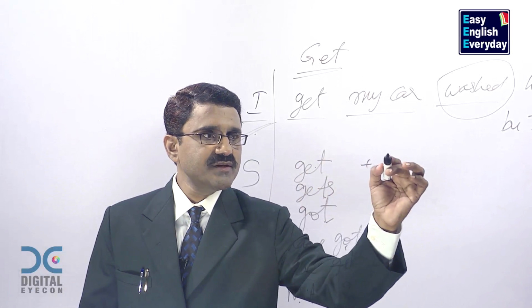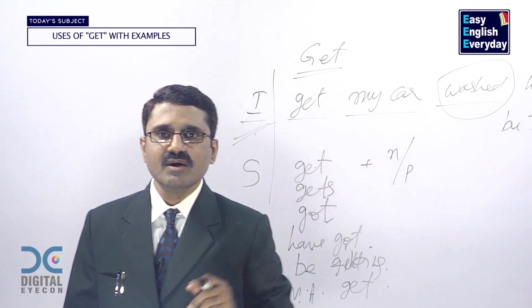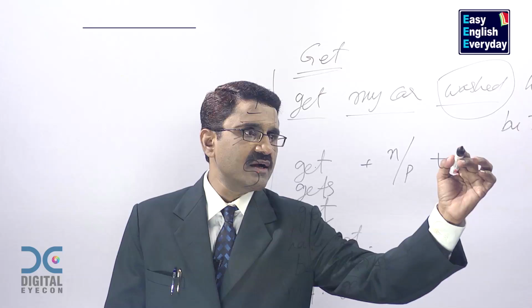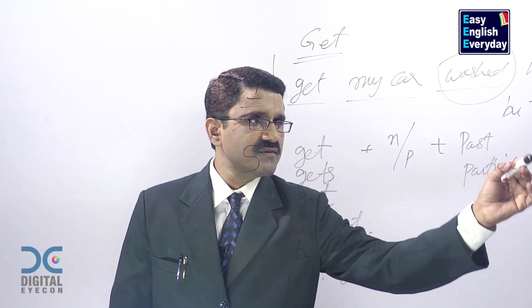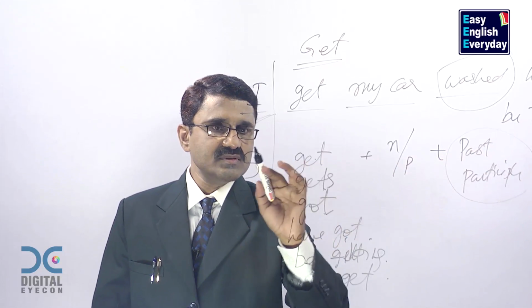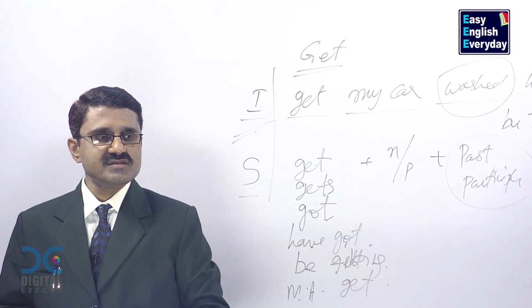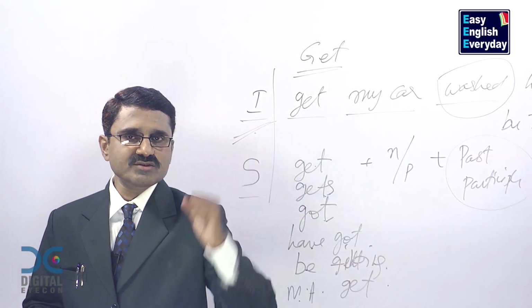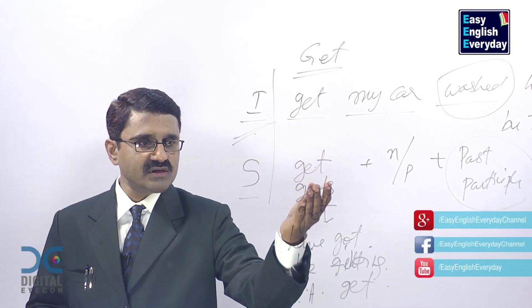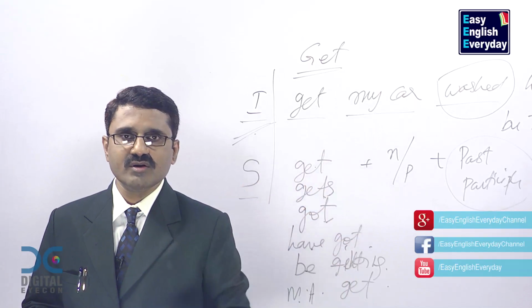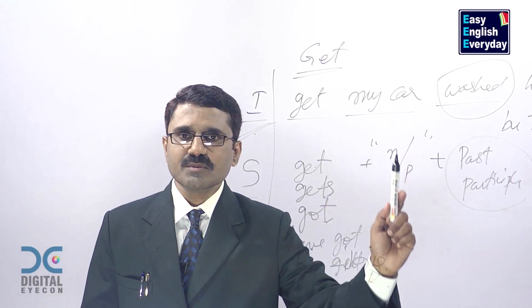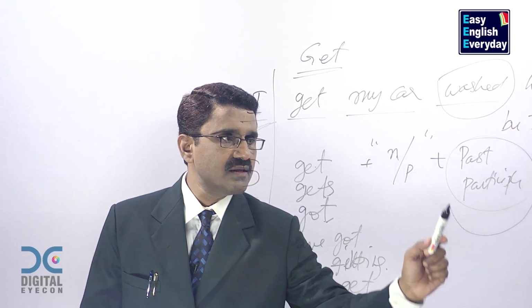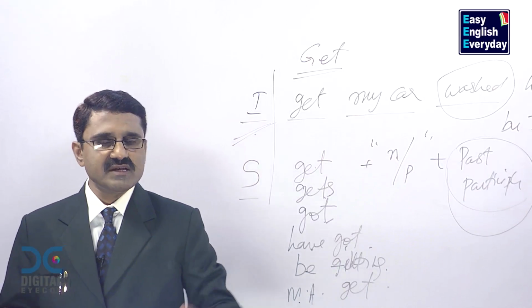The next part, you can keep a noun or pronoun here, and the most important part here is the past participle form of the verb. So this is how you have to frame the sentence. Take a subject. According to the number of this subject, you use get or gets or got, have or be or modal auxiliary according to the tense you want to convey. Then keep a noun or pronoun, then past participle. Then you can make a large number of examples in this way. Now look at this example.